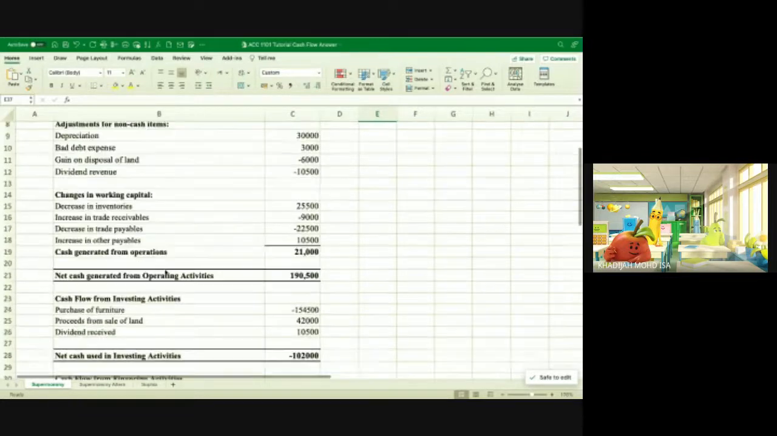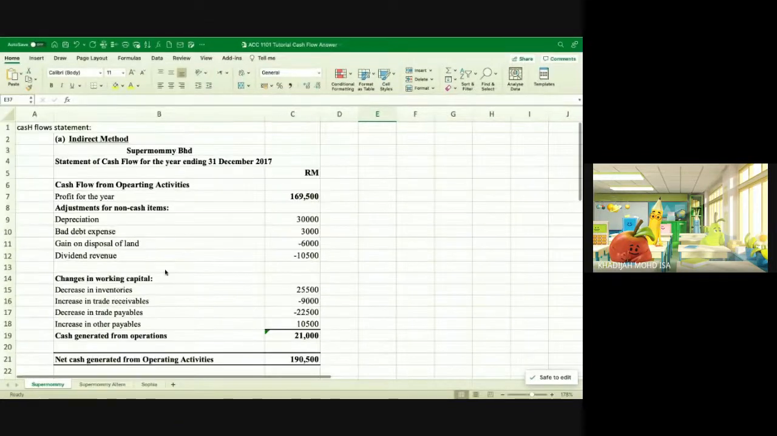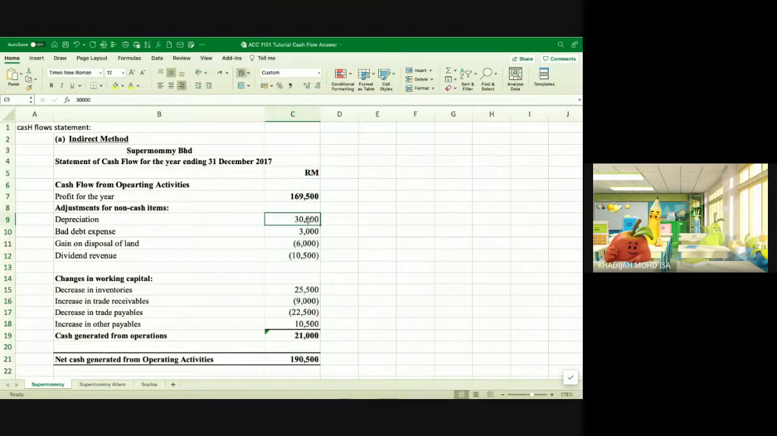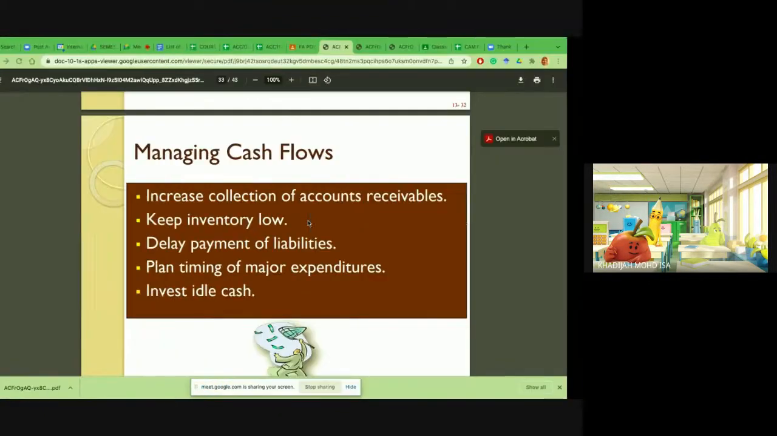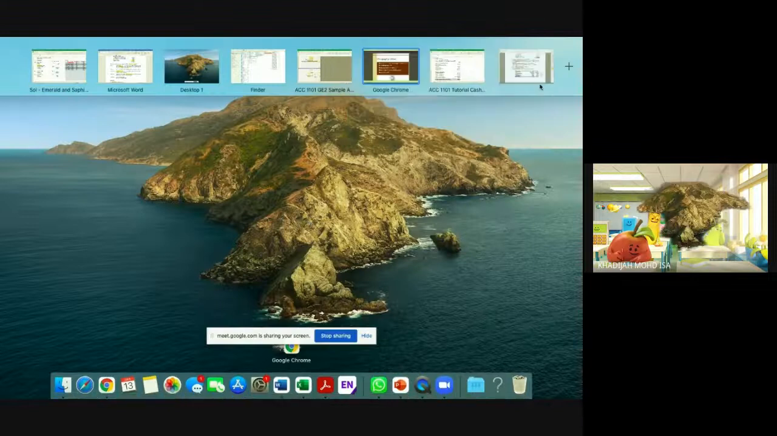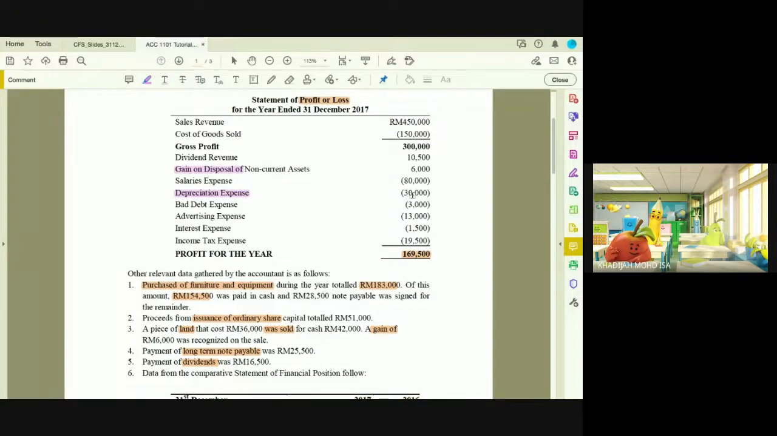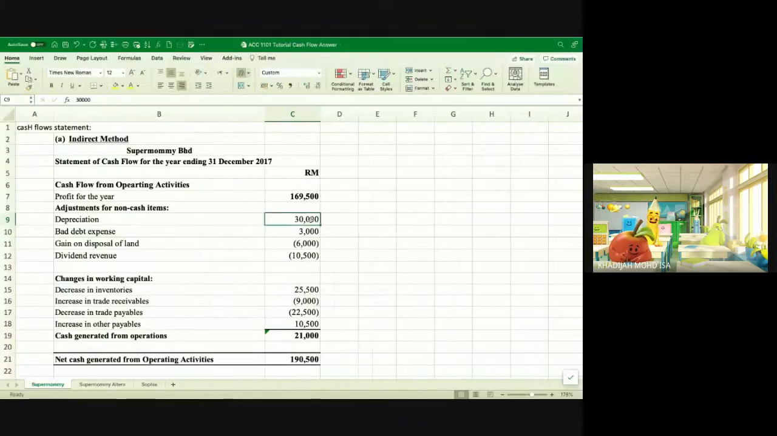Right, you start with your cash flow. Profit for the year, you have 169,500. And then you plug in your depreciation. Where do you get the depreciation from? Okay, your depreciation just now is your 30,000. So you remember that depreciation is an expense. That's why you add back your depreciation.